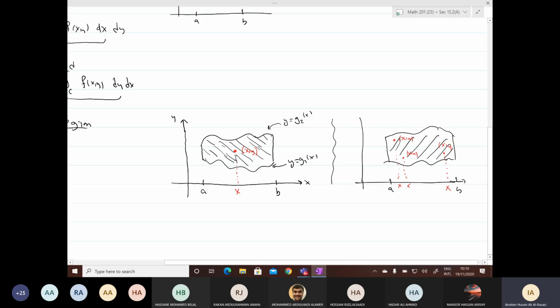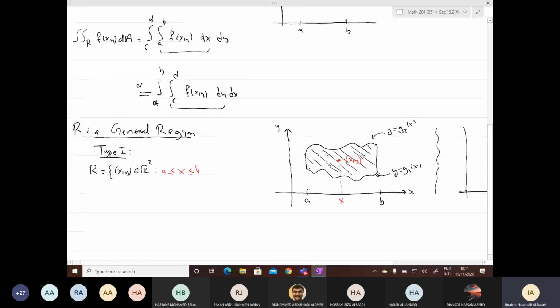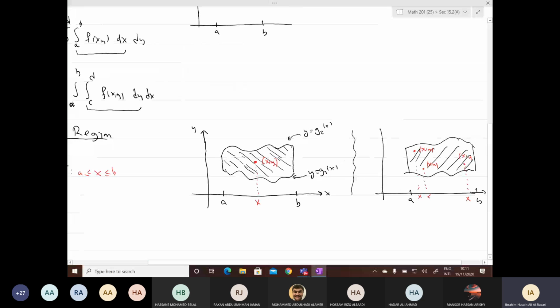So for this point, this is arbitrary. Move it around in the region. You will see X will take everything between A and B. It will cover the whole interval, as we explained here. So here the possible values of X for this region: X will be between A and B. X will take all possible values between A and B. But this is for the possible values of X.